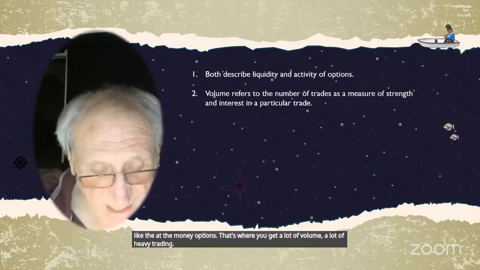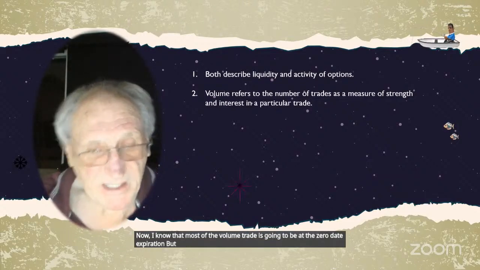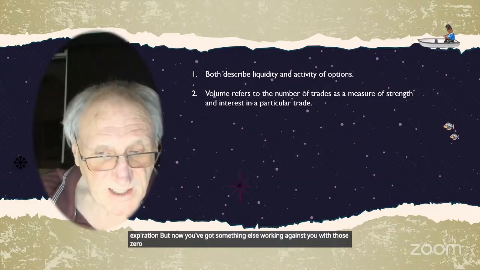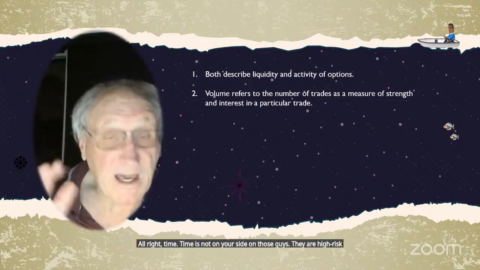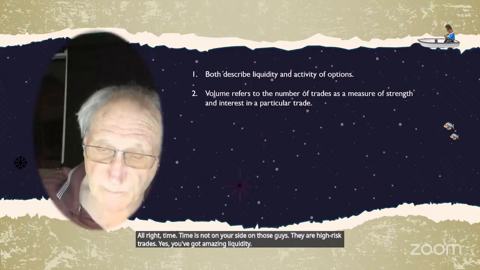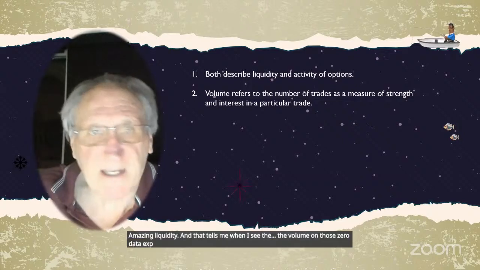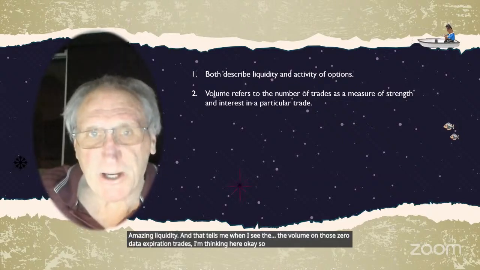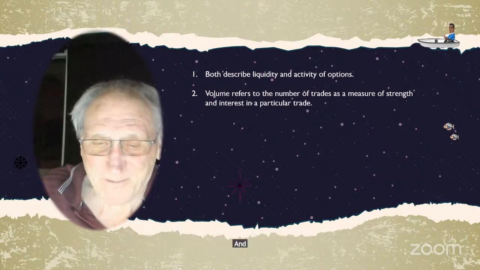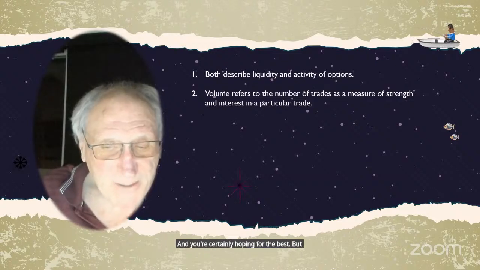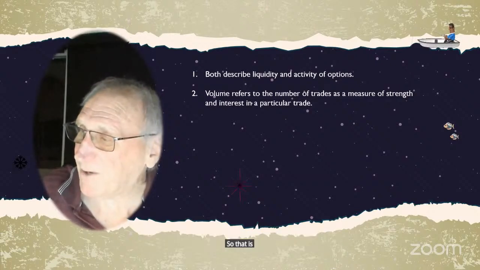Now, I know that most of the volume trade is going to be at the zero date expiration, but now you've got something else working against you with those trades. Time is not on your side on those guys. They are high risk trades. Yes, you've got amazing liquidity. And when I see the volume on those zero date expiration trades, I'm thinking, most of you options traders at this level are gamblers and you're certainly hoping for the best. But I'll tell you, you get a bad trade on those zero date expirations and it can wipe you out real fast. So that is why I always advocate buying time.